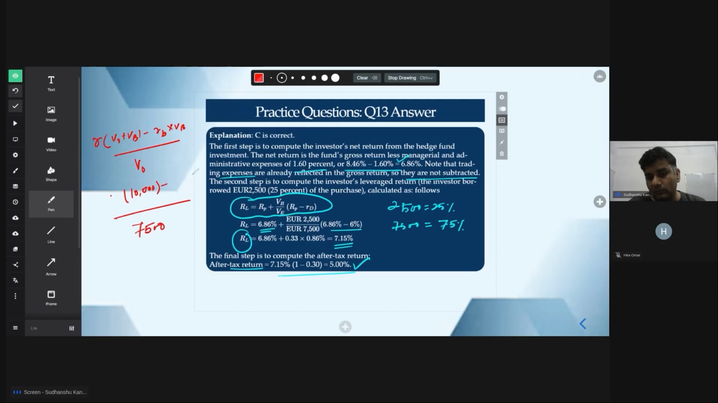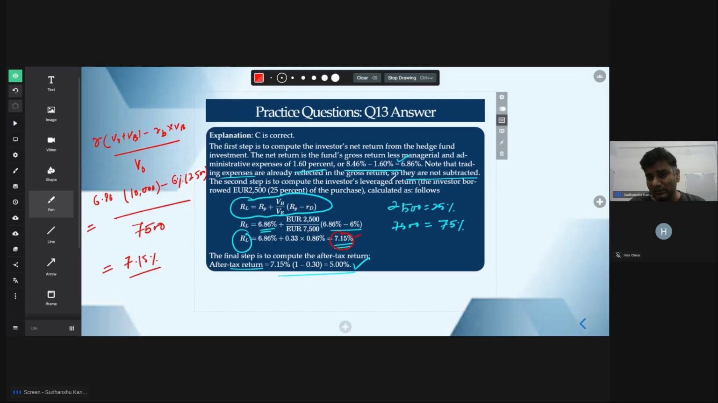Minus RB, the borrowed amount, is done at your 6%, and you are doing it on 2500. And this is your R, the initial one, 6.86. If you calculate this way also, you will reach the same thing, 7.15%. Whatever way you follow, you will reach 7.15%, and then you take the after-tax, which is your 1 minus 0.30.